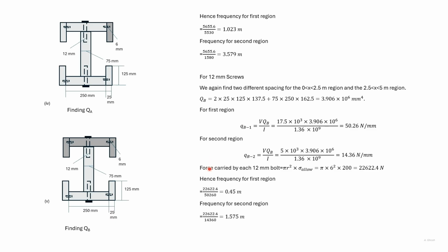We next find out the force carried by each 12 millimeter screw. Here we have found out the spacing for the first region. So the force that each screw can carry has been divided by the shear flow in terms of Newton per meter, and we have found out the spacing in meter. Similarly, the spacing of the second region has been found.